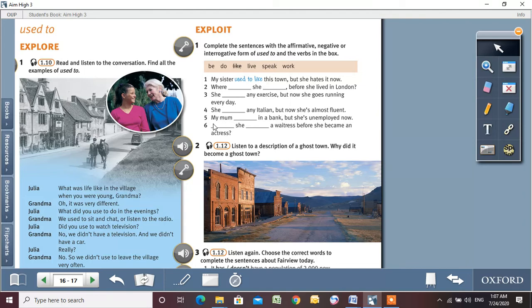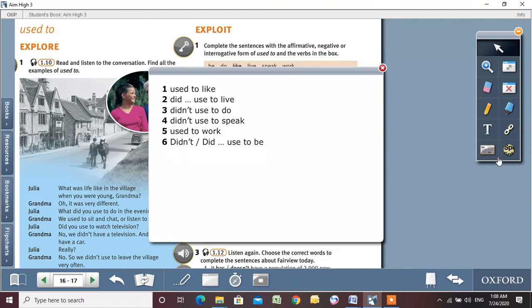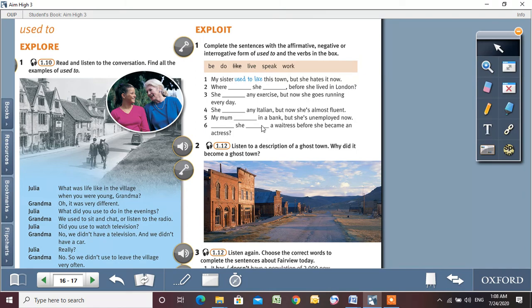5. My mom used to work in a bank, but she's unemployed now. 6. You can say did or didn't. She used to be a waitress before she became an actress. Now take another look at the answers. And this is the end of the lesson.